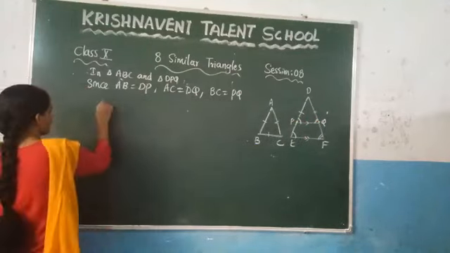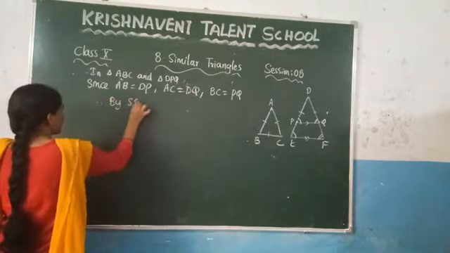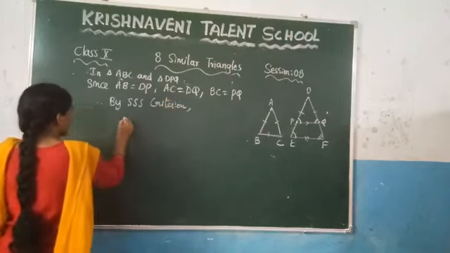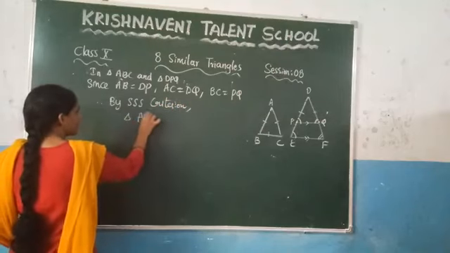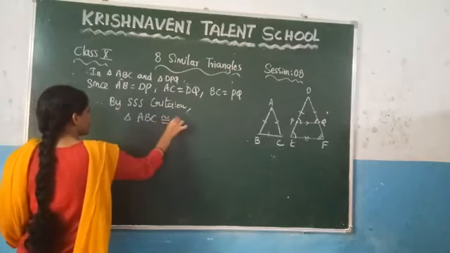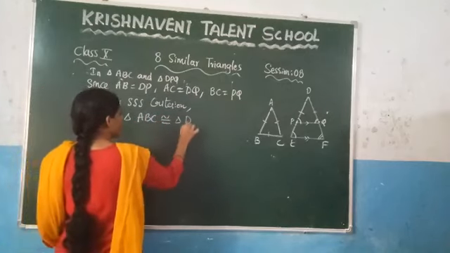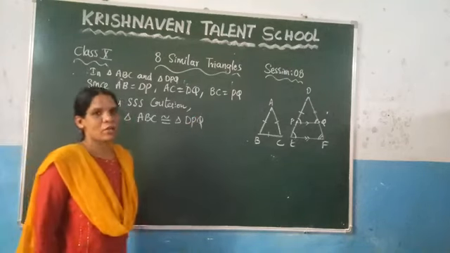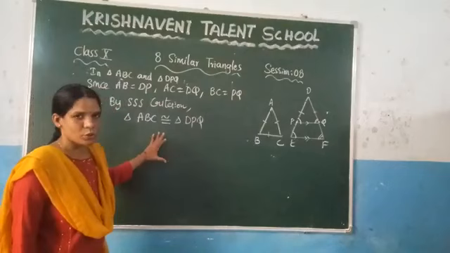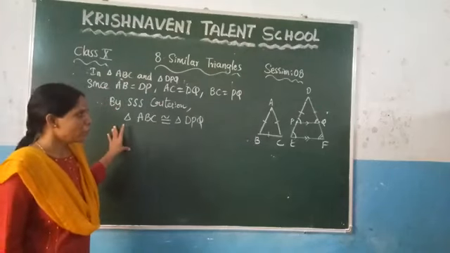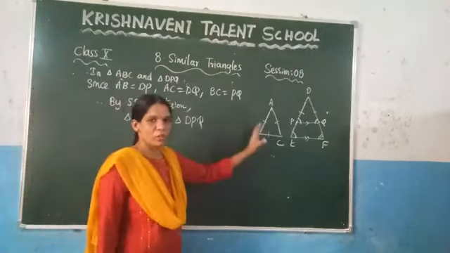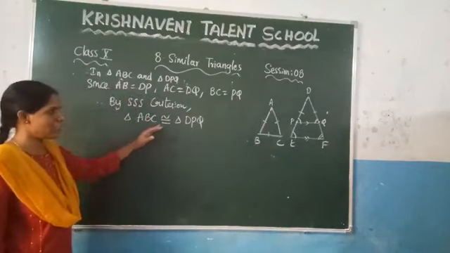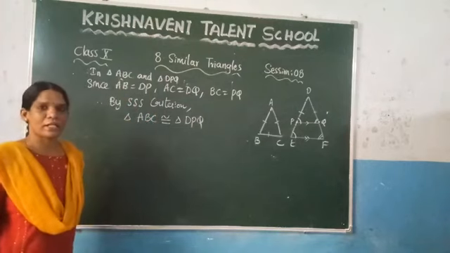So write it here. Therefore, by SSS criterion, triangle ABC is congruent to triangle DPQ. Right? So here you got it, these two triangles are congruent. This is what we need to prove. Before what we have written first, we have proved all these things for this condition. So now we got this condition such that triangle ABC is congruent to triangle DPQ.